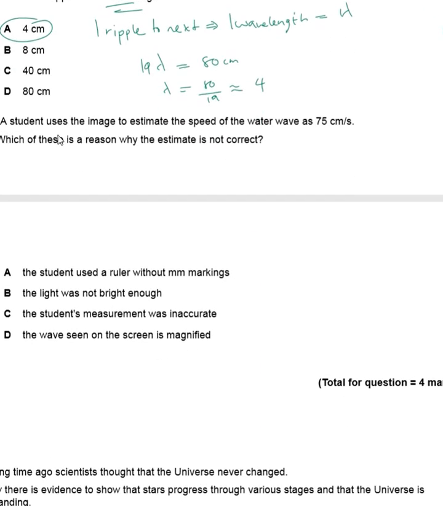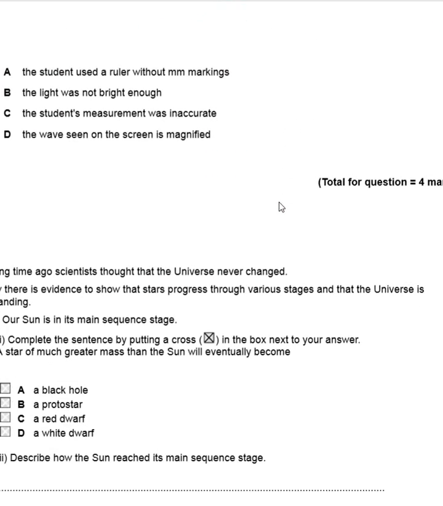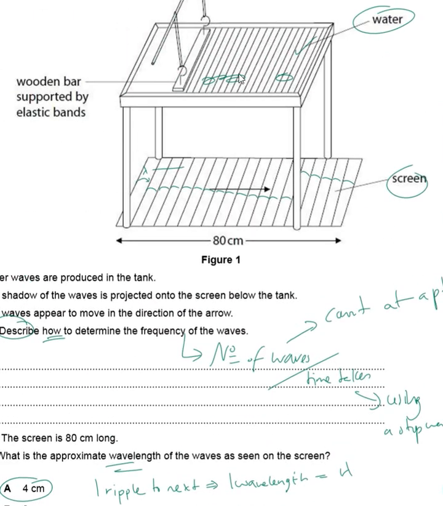Okay. Now, the students use the image to estimate the speed of the sound as this much. Why is it not correct? Now, where is the wave? So this is the wave, water wave, and this is the screen. Now, what's happening? Look at the space. It has gone up. So what happened is the screen has magnified it. So this is the answer. Okay, so the wave has been magnified, because how do we know? Look at the size of those waves. Look how small the wave is. And look at the screen. It's been magnified.